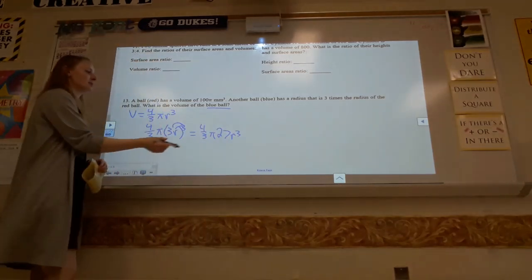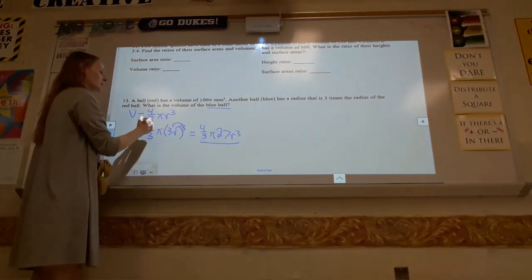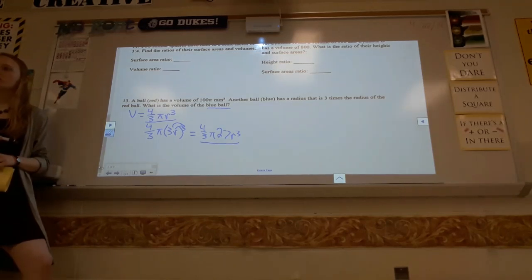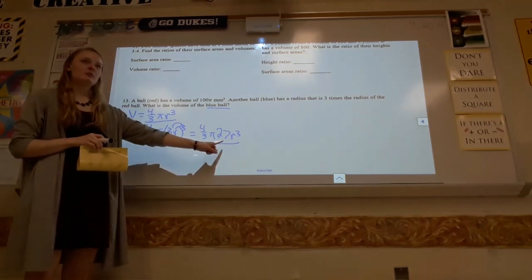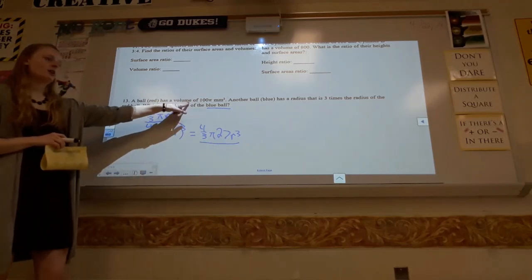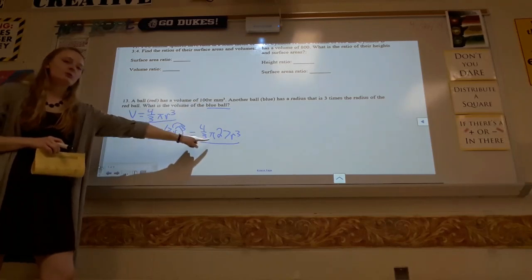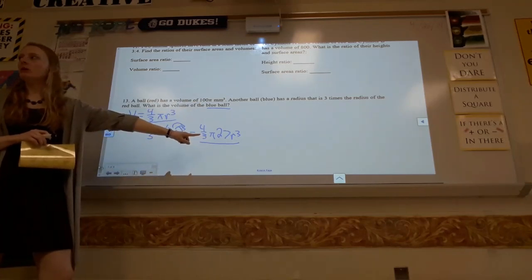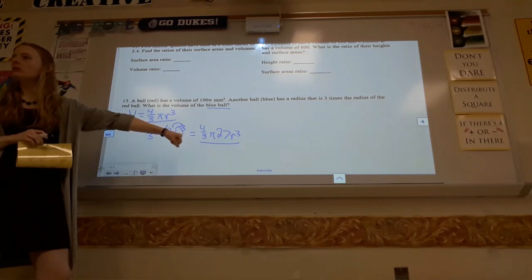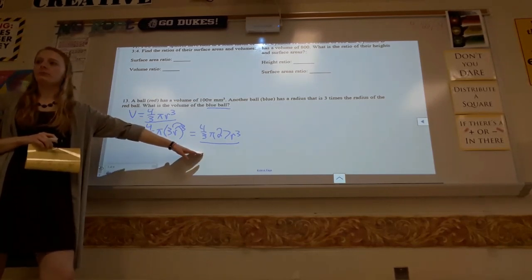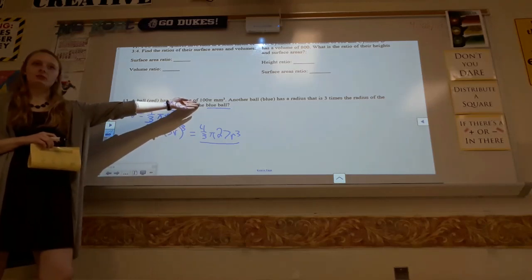Alright, so what's the only difference between our new formula for the blue ball and our original for the red? 27 times bigger. So if the original volume of our smaller sphere was 100 pi, and this one's 27 times bigger, what would the new volume be? Don't overthink it. It started here. This one's 27 times bigger. Multiply that times 27.